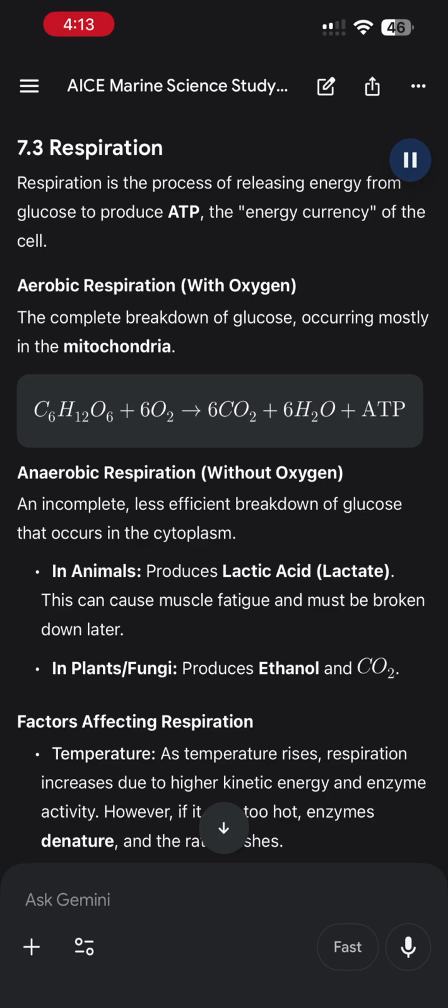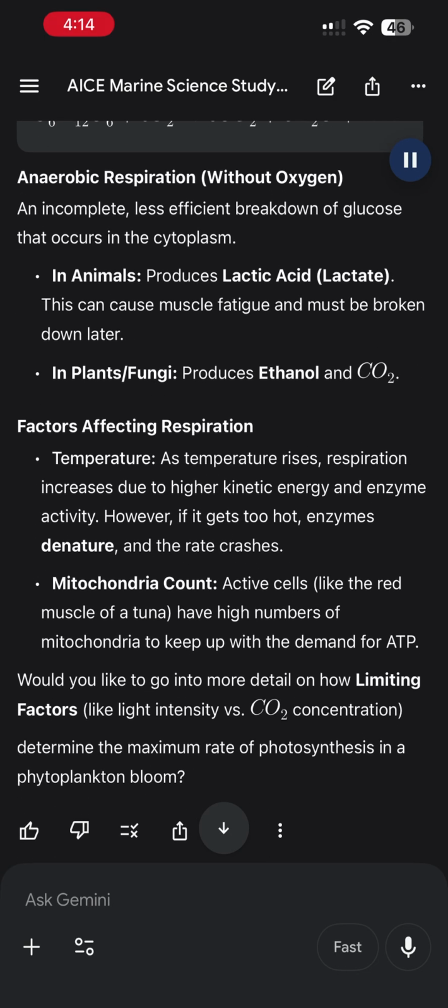In animals, it produces lactic acid, lactate. This can cause muscle fatigue and must be broken down later. In plants and fungi, it produces ethanol and CO2. Factors affecting respiration. Temperature: as temperature rises, respiration increases due to higher kinetic energy and enzyme activity. However, if it gets too hot, enzymes denature and the rate crashes.